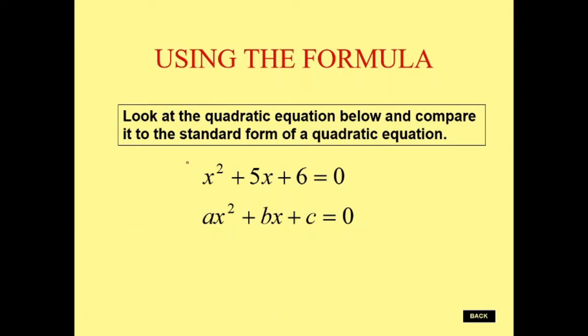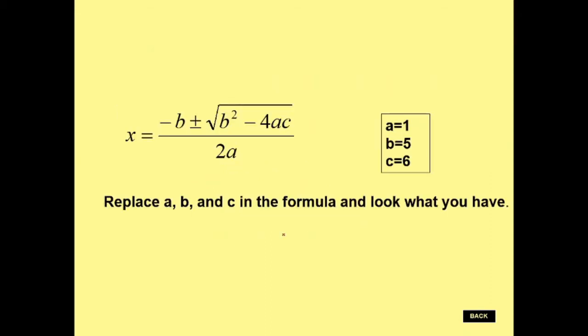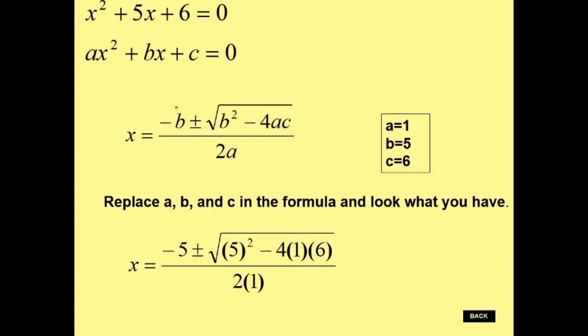Your x squared coefficient, A, should be this number here, which is 1. Yeah, it's an invisible 1. B is going to be 5, and C is going to be 6. And I would normally write that down. There you go, 1, 5, 6. Yeah, here's your formula. All we do is we just substitute the values in.